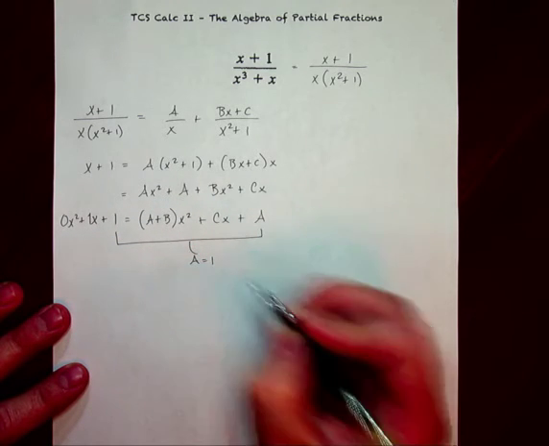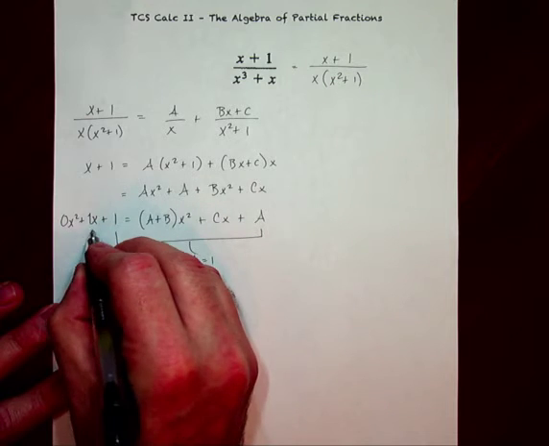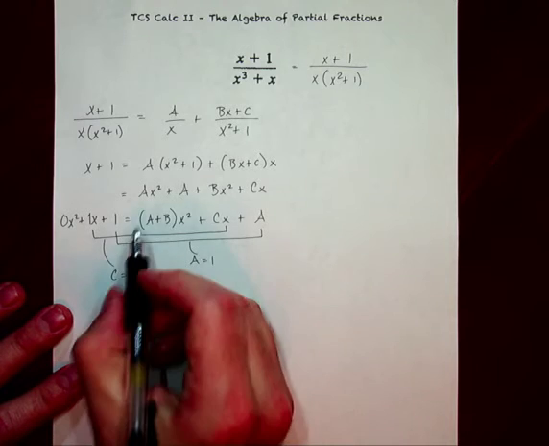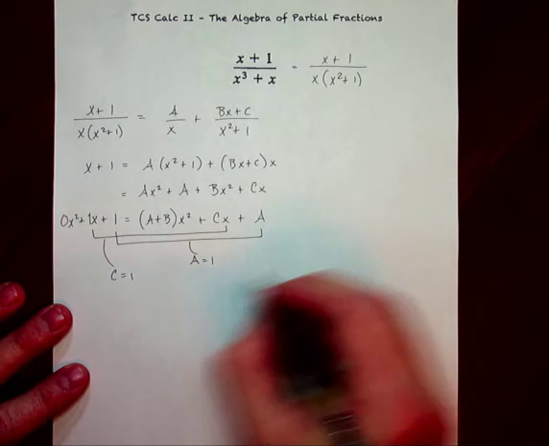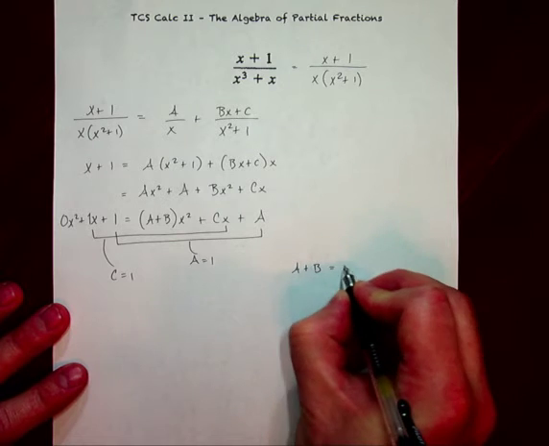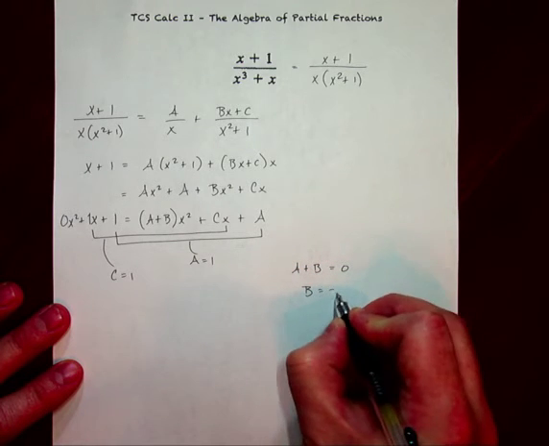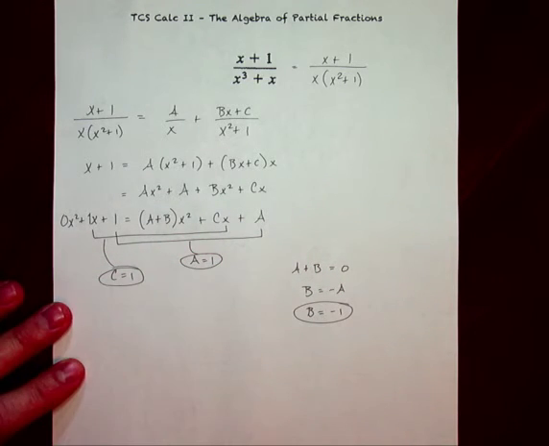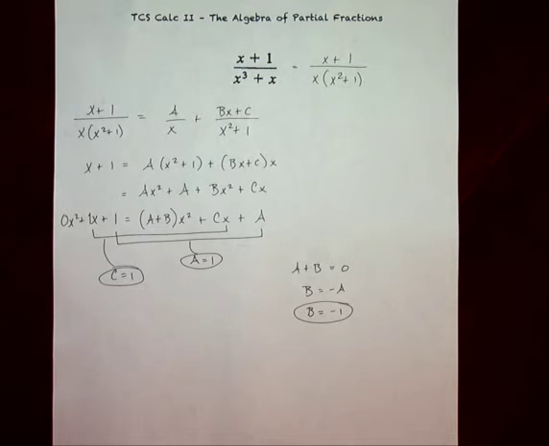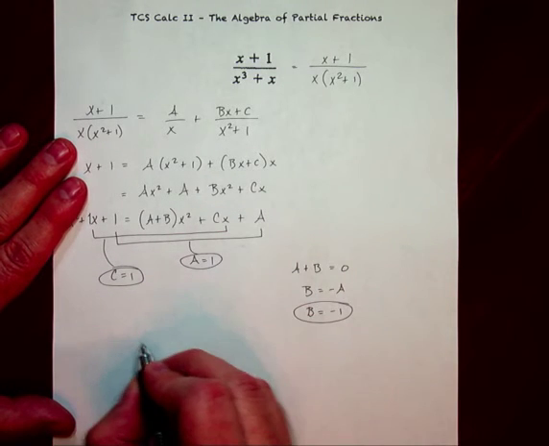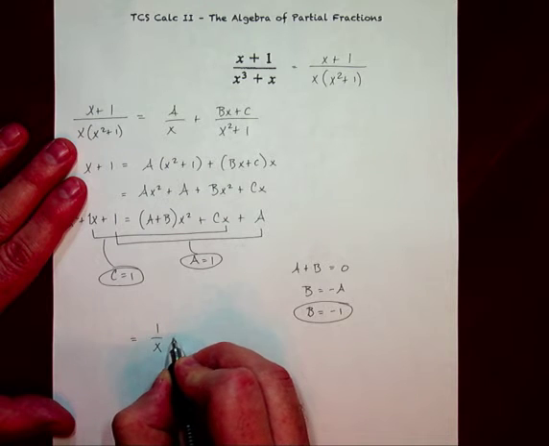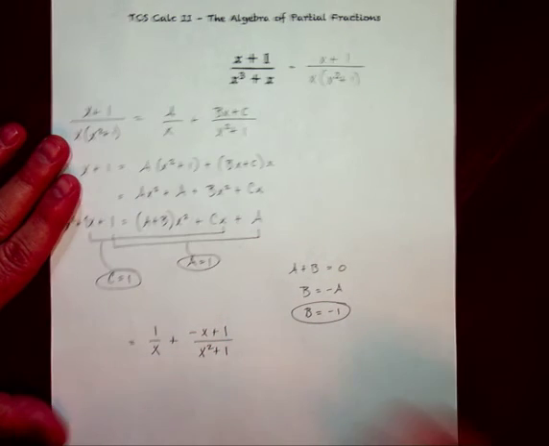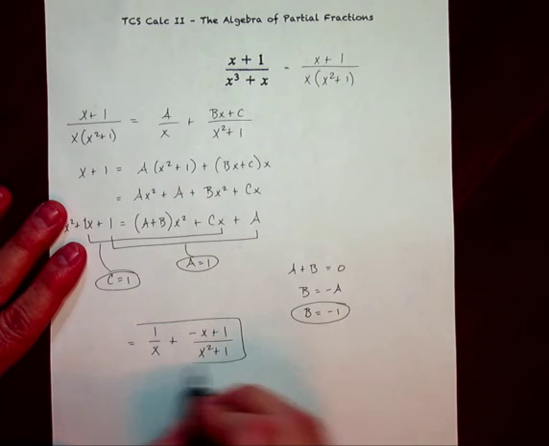So if we have 0x squared plus 1x plus 1 on the left side, then obviously a is equal to 1. Also, c is equal to 1. And if I take the quadratic coefficients, I notice that a plus b is equal to 0, which means b is equal to negative a, so b is equal to negative 1, and it really does go boom, boom, boom that quickly. And so what I have here is 1 over x plus negative x plus 1 over x squared plus 1. And that is my decomposition.